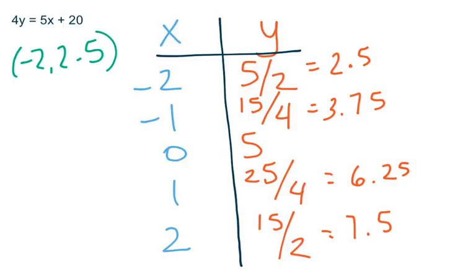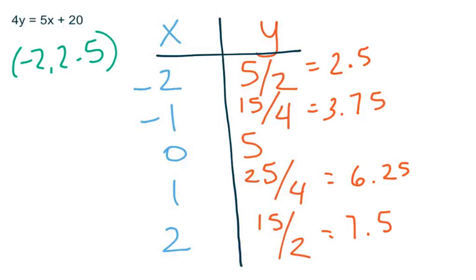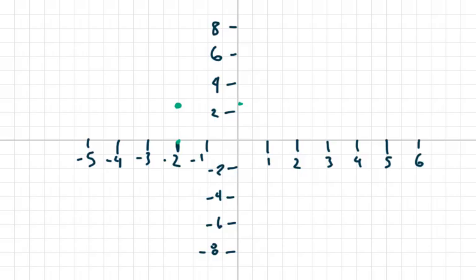The first point is -2 and 2.5. So we want to find -2 on our x-axis, that's right over here, and 2.5 on our y-axis, that's right over there. And we're going to see where these two points meet each other, right over there. Our next point is -1 and 3.75. So same thing, we have -1 on our x-axis, and 3.75 on our y-axis, and those meet right around here.